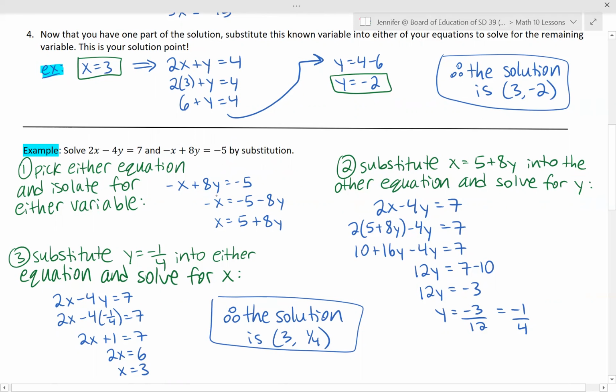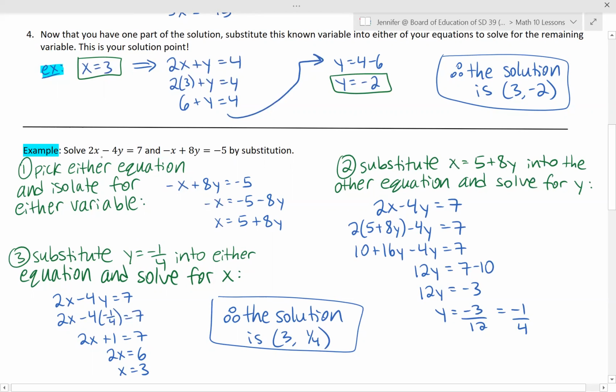So I took this equation, I brought the 8y to the other side, and then I divided everything by negative 1 to get x on its own. So I have that x is equal to 5 plus 8y. The second step is where our substitution comes in. I'm going to substitute what I just found, x equals 5 plus 8y, into the other equation that we haven't used yet, and use this to solve for y.